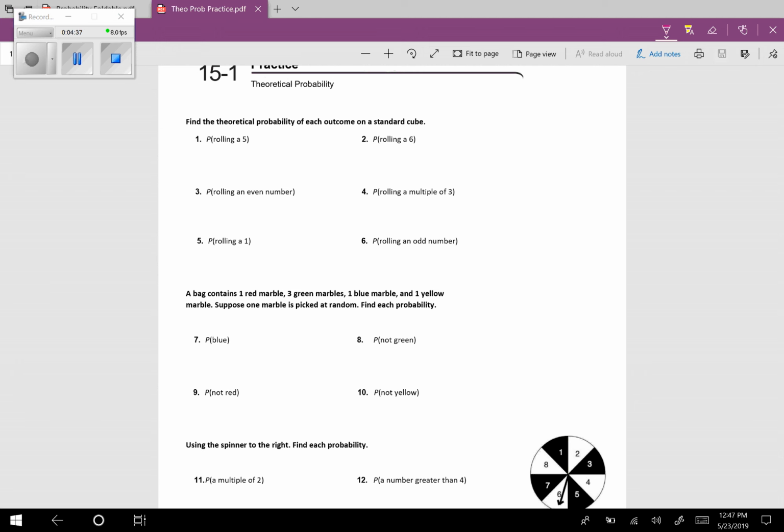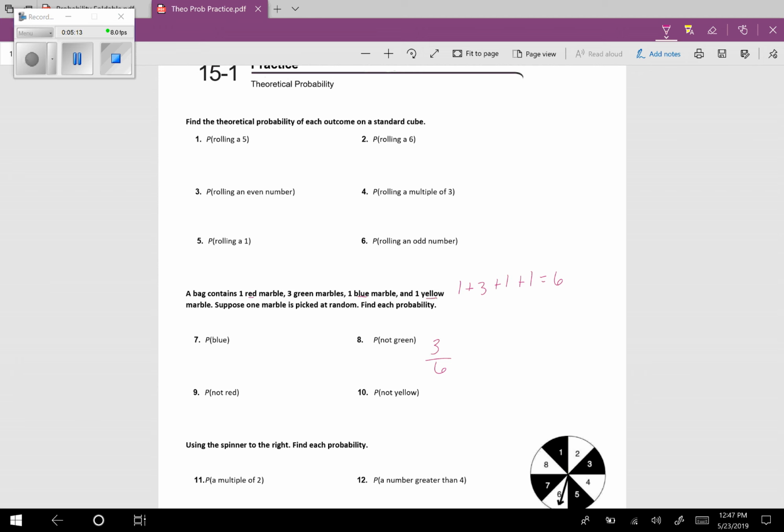So first thing you have to do is total them all up so we know how many total marbles there are. So 1 plus 3 plus 1 plus 1. So in total there are 6 marbles. So we know our probability is going to be out of 6. Okay, now it says we want to know the probability of getting one that's not green. So you need to add up all the ones that are not green. So that's red, one blue, one yellow. So there are 3 that are not green.